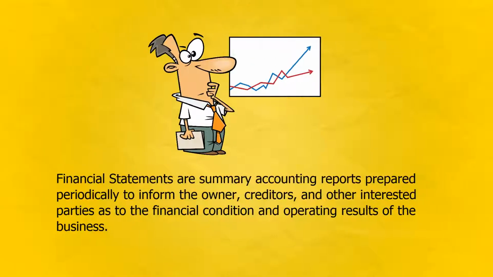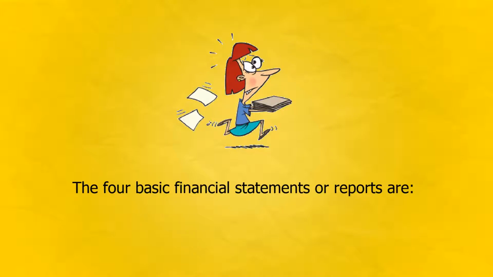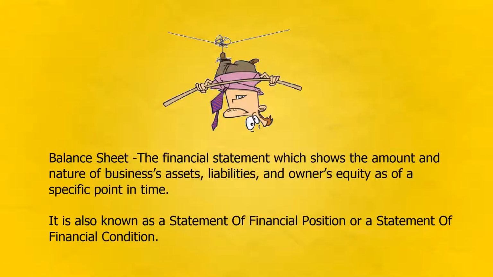Financial statements are summary accounting reports prepared periodically to inform the owner, creditors, and other interested parties as to the financial condition and operating results of the business. The four basic financial statements or reports are: balance sheet, the financial statement which shows the amount and nature of a business's assets, liabilities, and owner's equity as of a specific point in time. It is also known as a statement of financial position or a statement of financial condition.